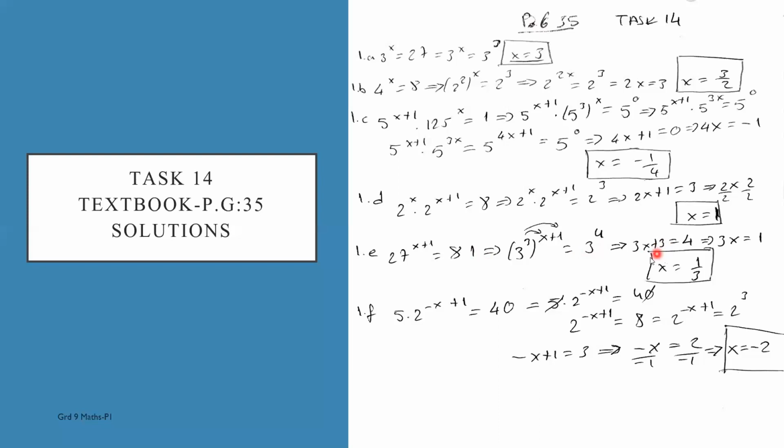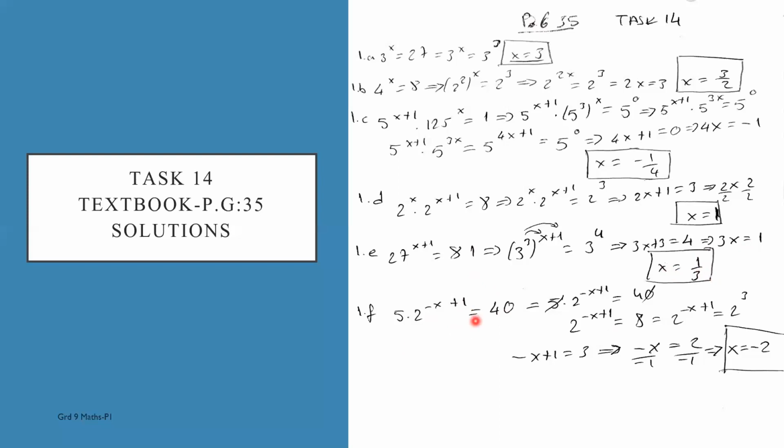So here my power is 3x plus 3, equals 81. We said if we write it as an exponent, it's going to be 3 to the power of 4. Now my power is 4. So 3x plus 3 equals 4. 3x equals, take this 3 to the other side of the equation, will be minus 3. So 3x equals 4 minus 3, which will be 1. X equals 1 over 3. Okay, 1f. Okay, so 5 times 2 to the power of negative x plus 1 equals 40.